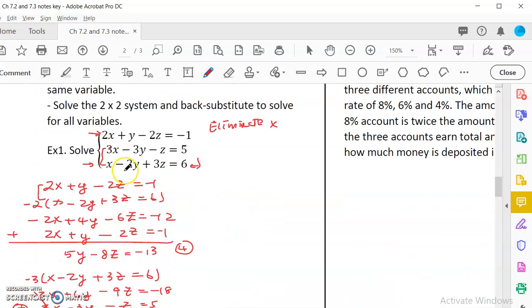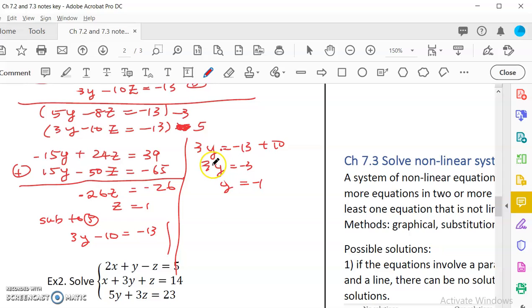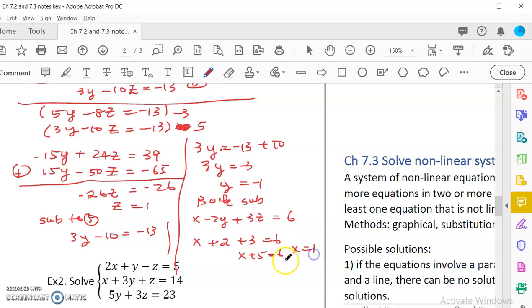And then back substitute into the beginning. Which one should I do? I need x, right? x minus 2y plus 3z equal to 6. Back substitute. x minus 2 times y, which was negative 1, plus 3 times z, which is 1, equal to 6. So x plus 5 equal to 6. x is equal to 1. So our solution, the answer, is 1, negative 1 and 1.